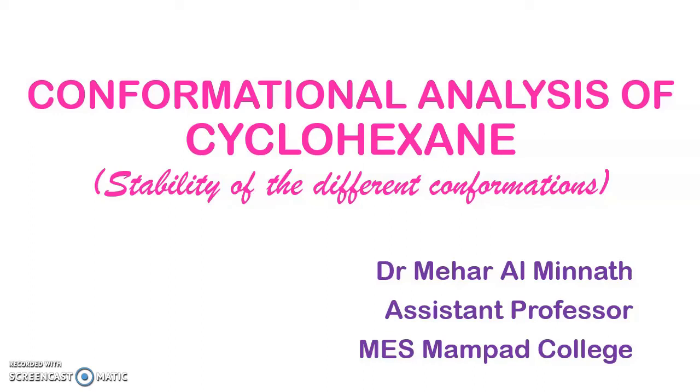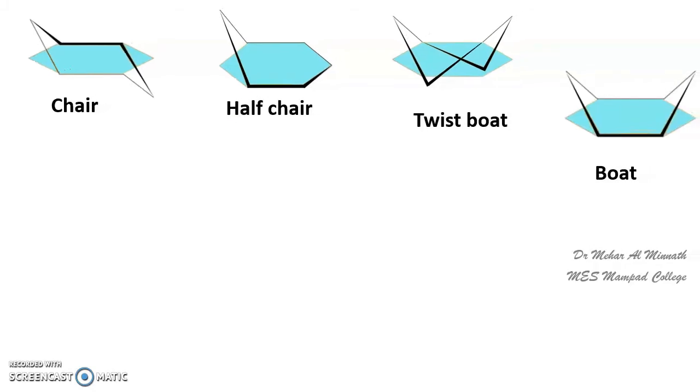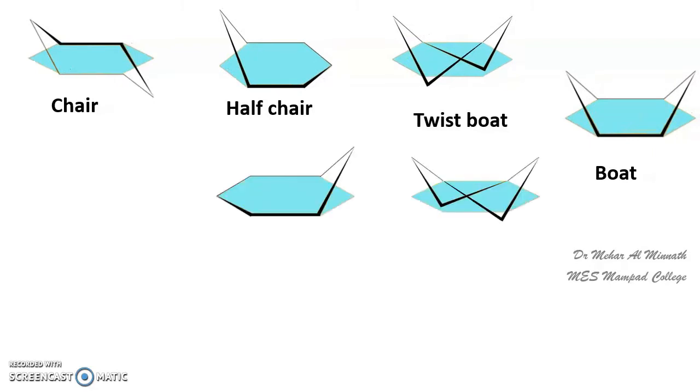We have seen the ring flipping of the cyclohexane chair conformation, that is from one chair conformer to another chair conformer. And when it converts from one chair form to another chair form, it goes through different other conformations. That is, if we have this chair conformation, then it gets converted to half chair form, then to the twist boat, then to the boat, then again to the twist boat form, then to the chair form, and half chair, and then finally to the chair form.